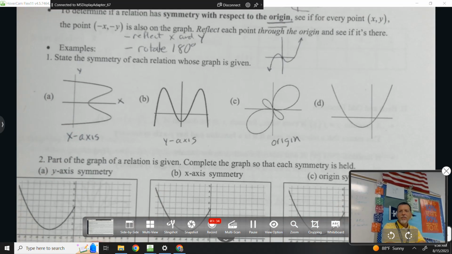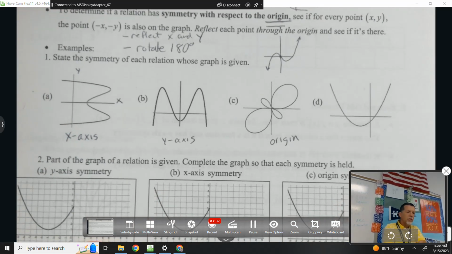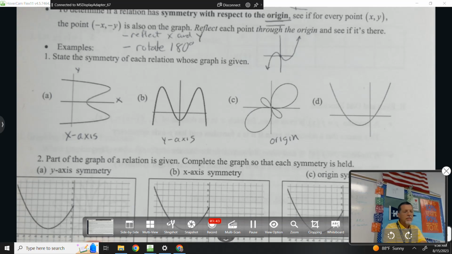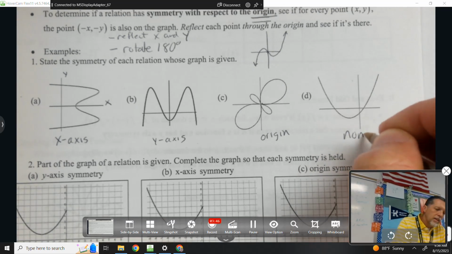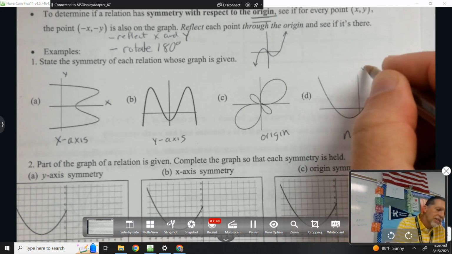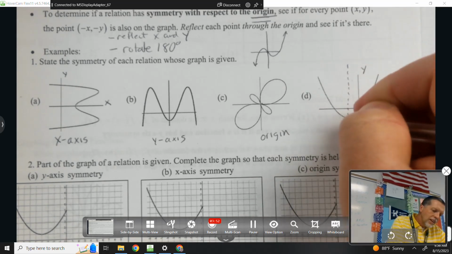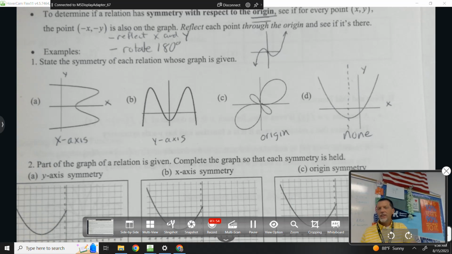That last one tricks some people. Symmetry with the x, with the y, with the origin, or none of the above? None of the above, okay? You want to guess what some people say it has? Why? Because it's like, well, it does have symmetry. There is a line you could fold, but it's not the y-axis. So it has symmetry with x equals negative whatever, but it does not have y-axis symmetry. Because if you fold it on the y-axis, it wouldn't copy onto itself.